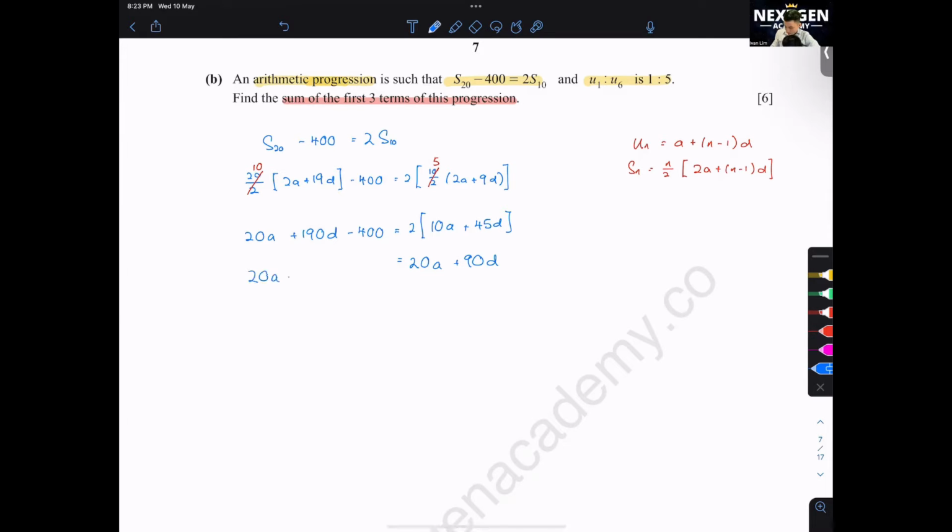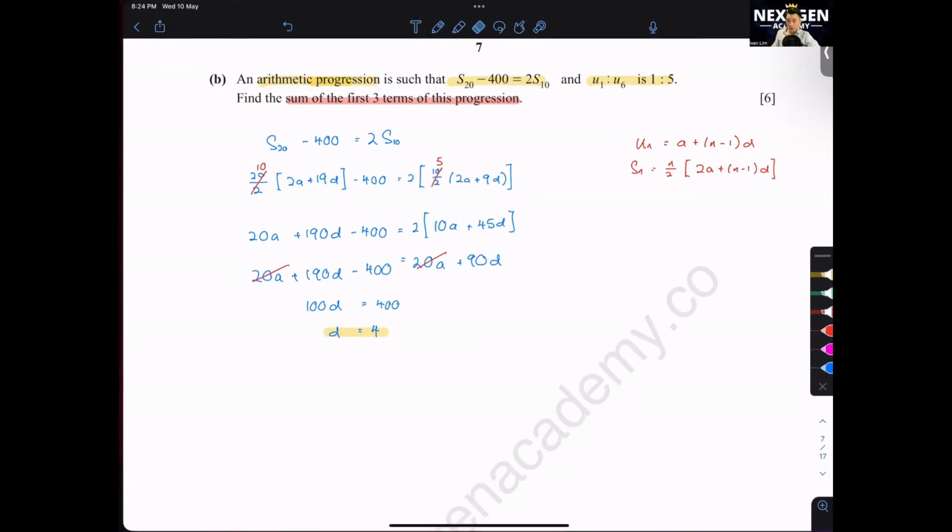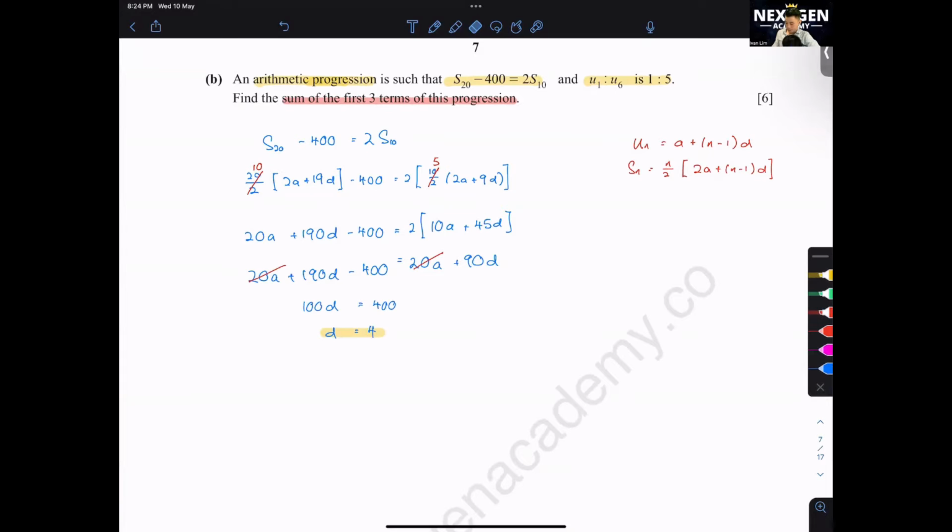So 20A + 190D minus 400. 20A, we cancel off. 190 minus 90, this will be 100D equals 400. D will be equal to 4. Do y'all get this? D is equal to 4. Okay, so here we now sub into the other value.